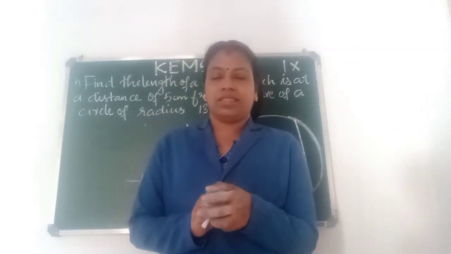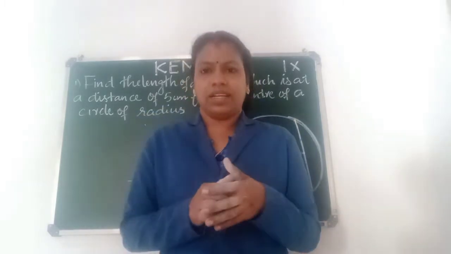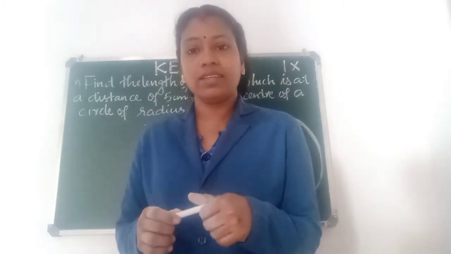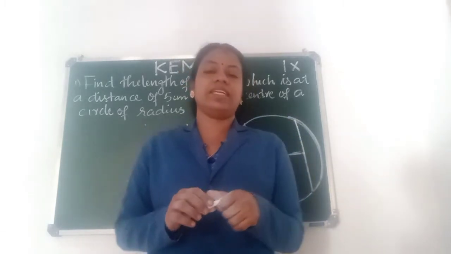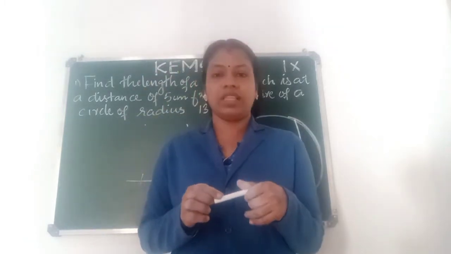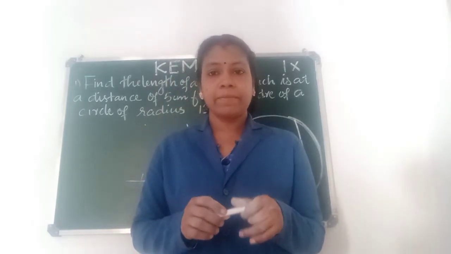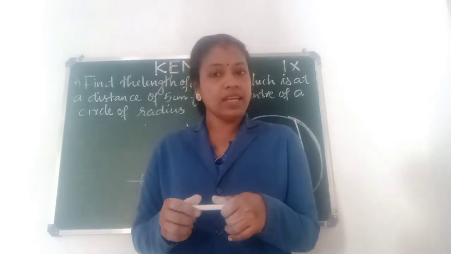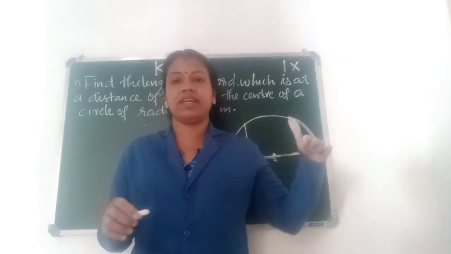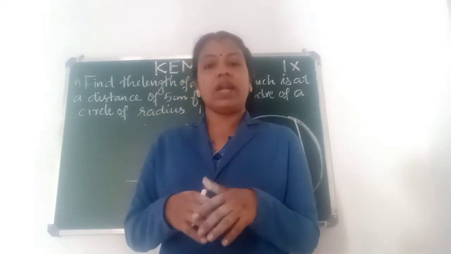Now, arcs and angles on circles. We know that the central angle of a circle is 360 degrees. Then what is the degree measure of a semicircle? Semicircle angle is half of 360, that is 180 degrees. Semicircle, half circle. So the degree measure is 180 degrees.